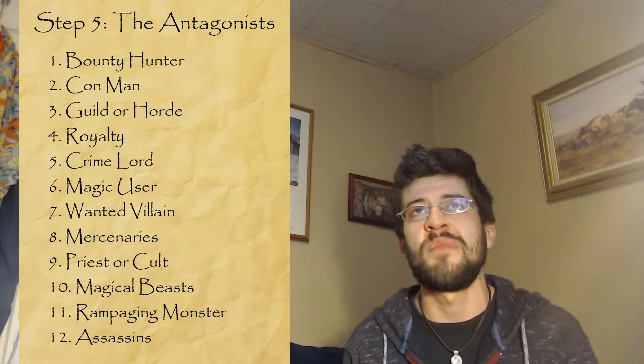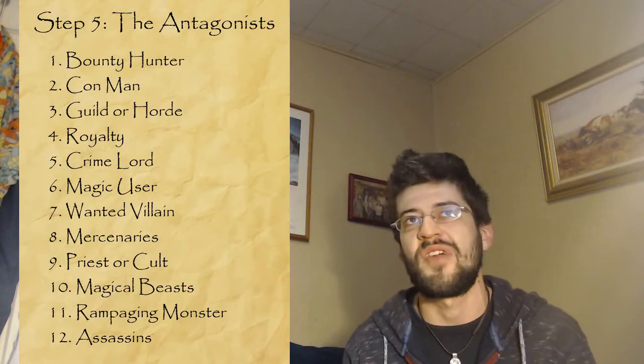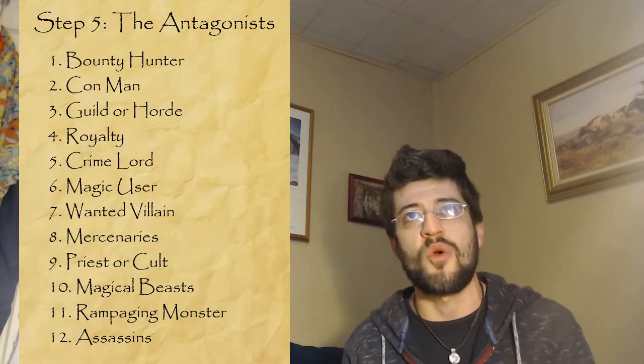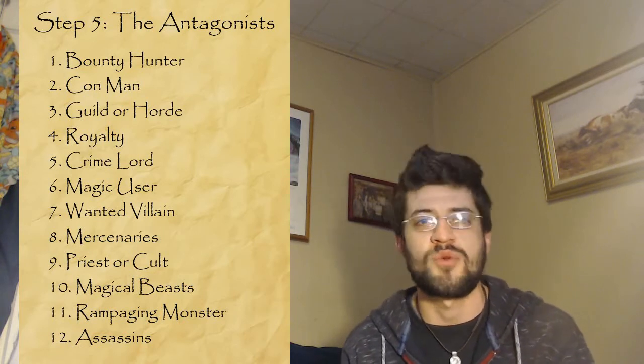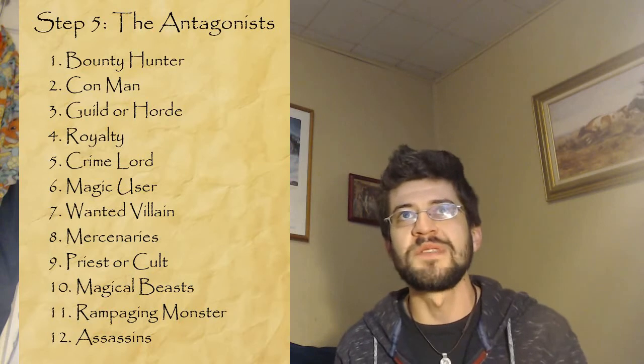Number 2, a con man. Someone is just swindling money from local vendors or something like that. Number 3, a guild. A local guild is your antagonist. Or a horde. Maybe a horde of barbarians or orcs or orc barbarians. Who knows? Number 4, royalty is the antagonist.